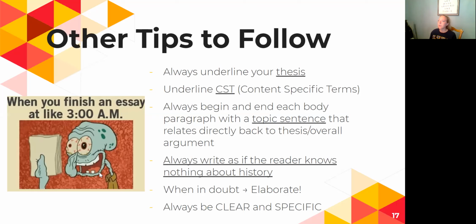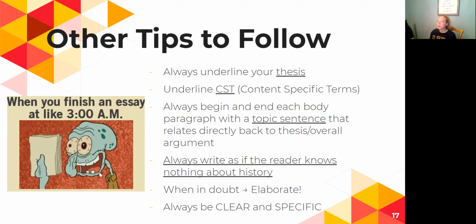All right, lastly is other tips to follow. Again, you don't know if you're like the 50th essay they've read that day, so anything you can do to make their lives easier is better. Underline your thesis. Always underline your vocab terms. Really emphasize, like I'm doing this. Please do not miss this.